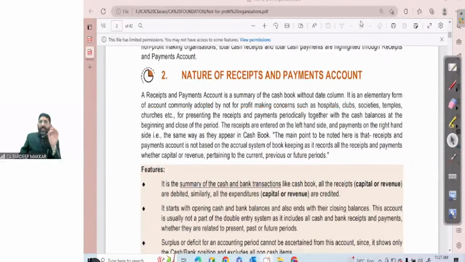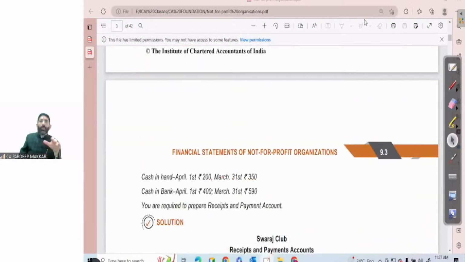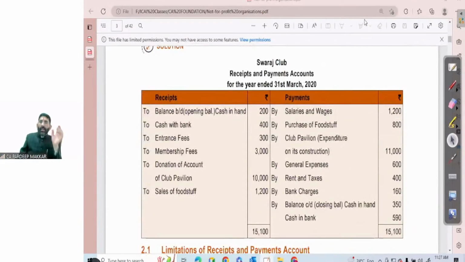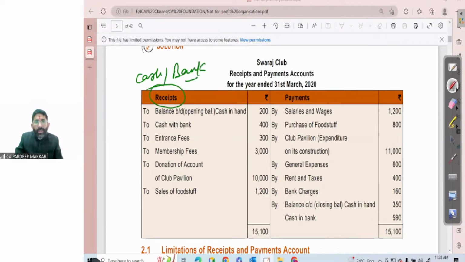Coming to the receipt and payment account first, as this is a simple and the easiest account which we have already done in our cash book also. But the major difference is that this is not a cash account, this is a cash and bank account prepared jointly. Whatever receipt we have received in cash or in bank will be entered here. And whatever payments we have made, whether in cash or bank, will be entered here.